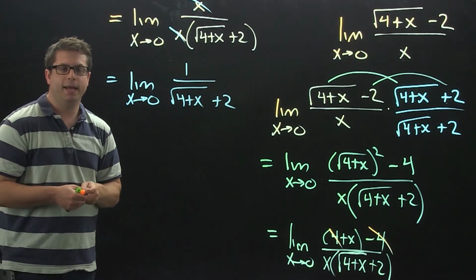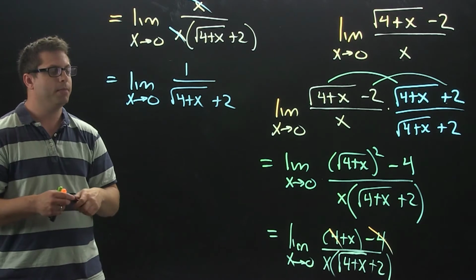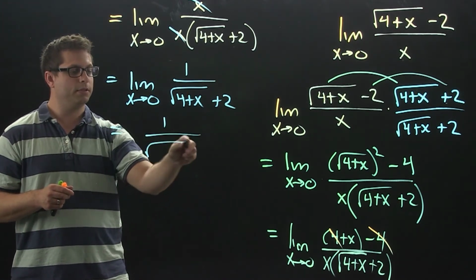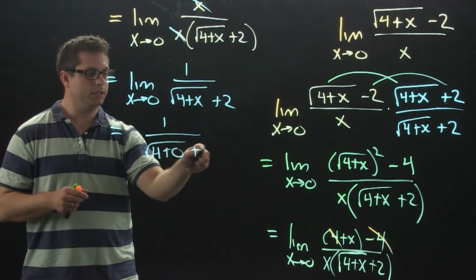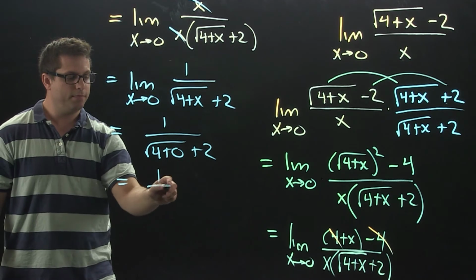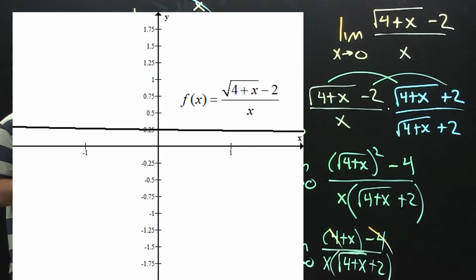Now we're going to go ahead and plug in 0 again, because we got rid of that factor that made the denominator 0. Doing that, we are going to get 1 over the square root of 4 plus 0, plus 2. Now the square root of 4 is 2, so final answer will be 1/4. I'm going to pull the graph up again, and you can see that as x approaches 0, the y value is indeed 1/4.